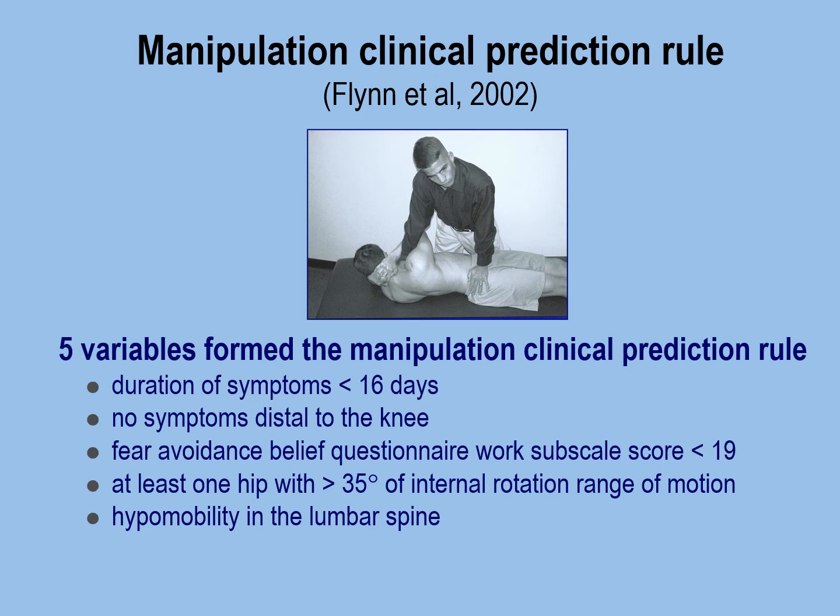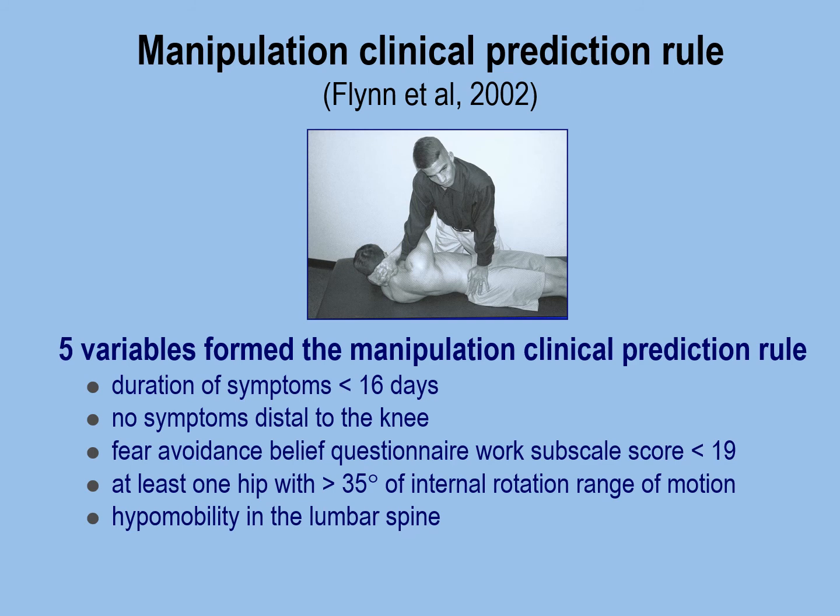So this study done by Flynn and colleagues some time ago, this was the clinical practice guideline or the clinical prediction rule that was referenced by those physical therapists in New York State that we surveyed. About half of the therapists that used manipulation said they were using this particular rule. And what is the rule?